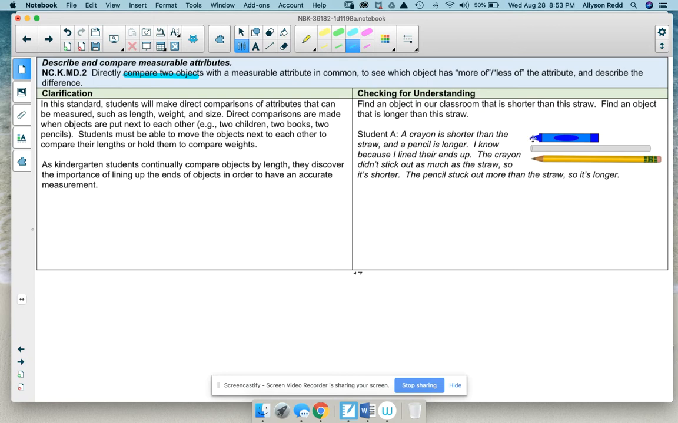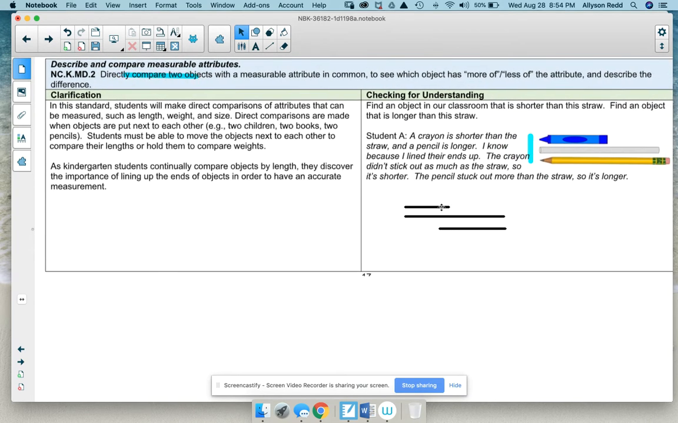And you see this importance, they're lined up, because if not, let's say this was the crayon, this is the straw, and then this is the pencil. If they're not all lined up, meaning if their ends don't line up, then we can't really compare them. We don't really know what's longer than the other. So that's why it's important to make sure our objects are lined up end to end. Now, it doesn't matter which end. It just matters that the ends are lined up to one another.